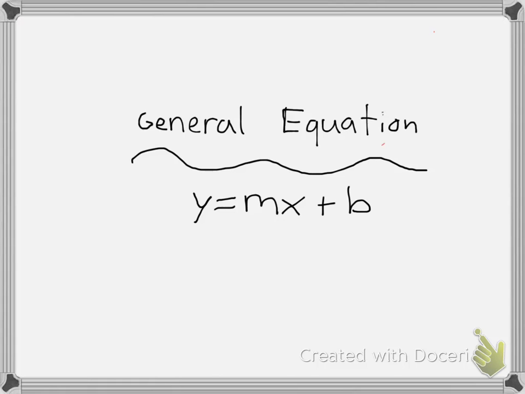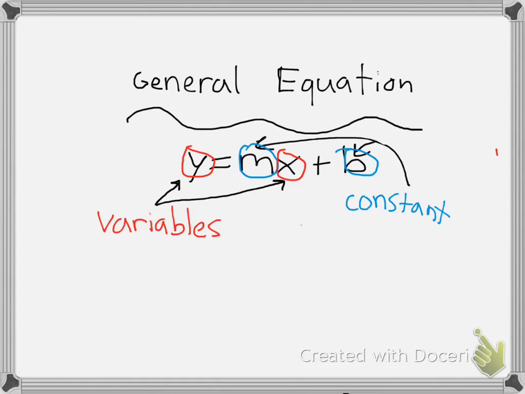The general equation for a linear function is y equals mx plus b. In this equation, y and x are once again our output and input values, and they are also called variables, which means that they change throughout the equation. They can be replaced with a number of different numbers. And m and b are called constants, which are numbers that essentially stay the same throughout the equation and never change. In addition to being constants, m and b are also very important in another way.